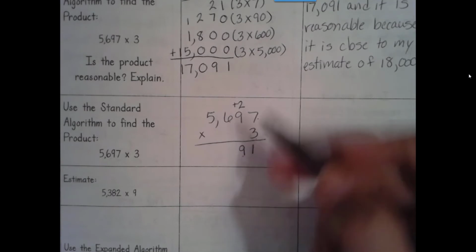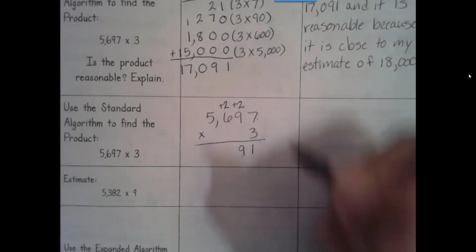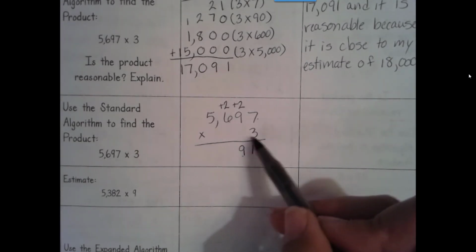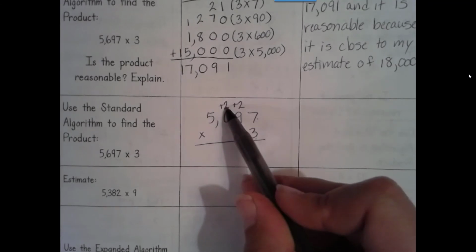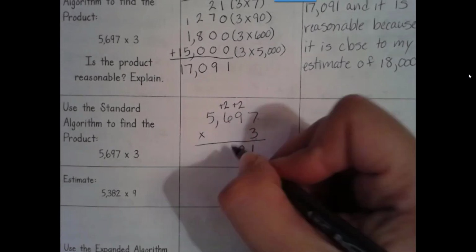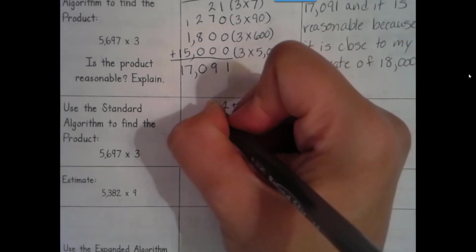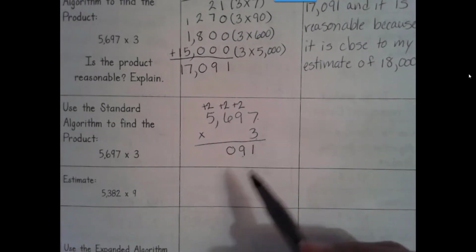So the 9 goes in the tens, and then the 20 tens go in the hundreds, because 20 tens is 200. 3 times 6 is 18 hundreds, plus 2 more hundreds is 20. So we can have 0 in the hundreds. 20 goes over here because 20 hundreds is 2,000.